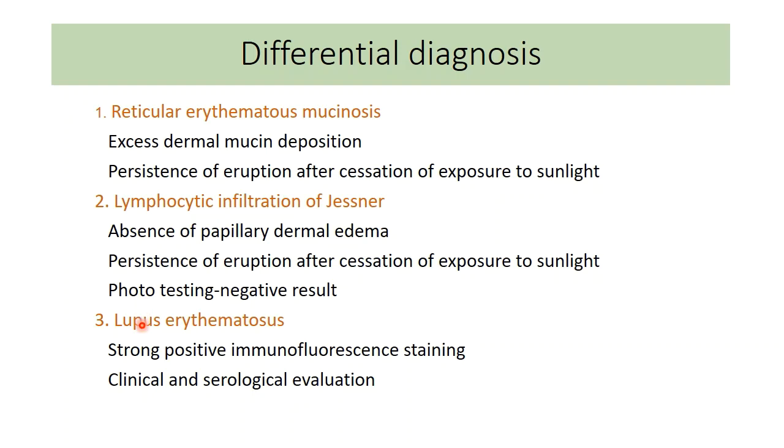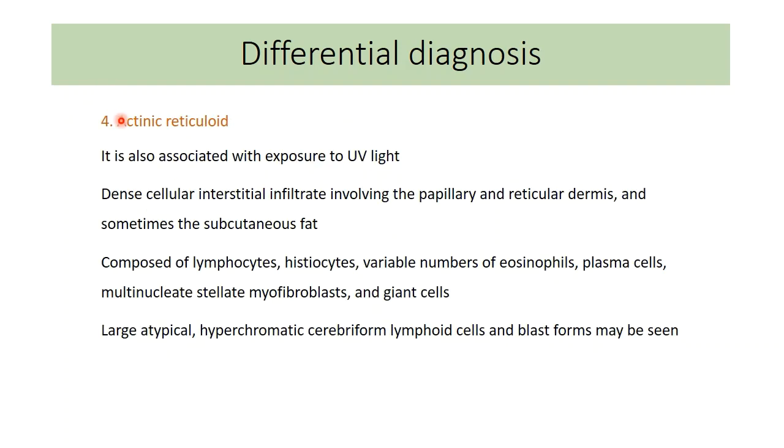The third differential diagnosis is lupus erythematosus. This will show strong positivity for DIF, and it needs clinical and serological correlation. And the last differential diagnosis is actinic reticuloid. It is also associated with exposure to ultraviolet light.